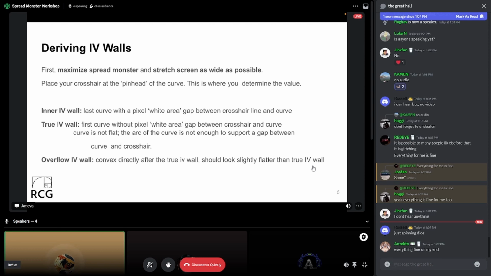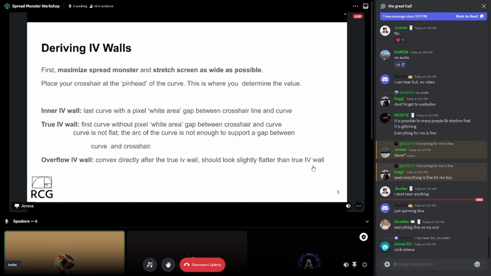And then after that, you mark the next convex as the overflow IV wall. It should look a little bit flatter than the true IV wall, and this represents a gateway value for outlier price action, roughly.